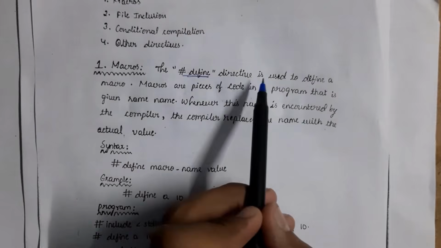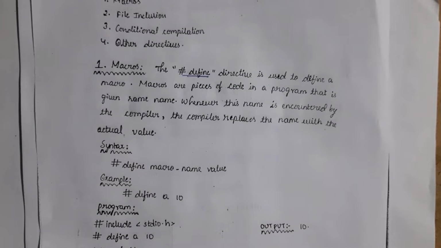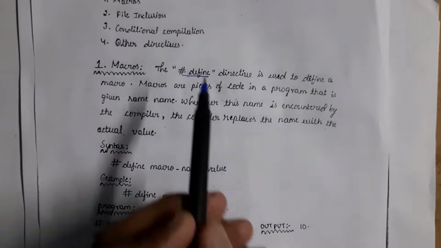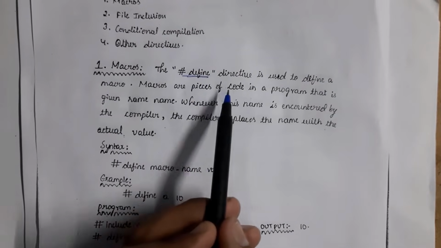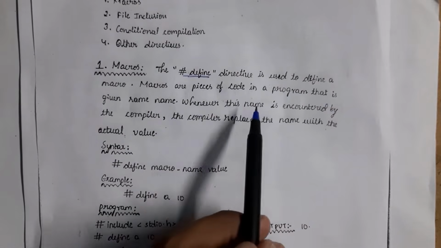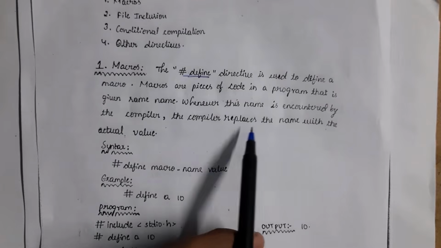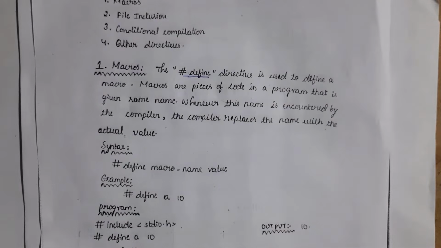The #define directive is used to define a macro. Whenever you want to define a macro, you need to use the directive #define. Macros are pieces of code in a program that are given some name. Whenever this name is encountered by the compiler, the compiler will replace this name with its value. I will give an example so that you can clearly understand.